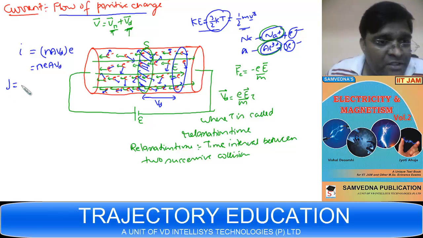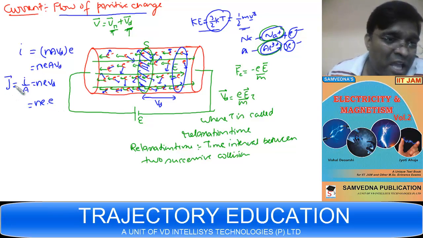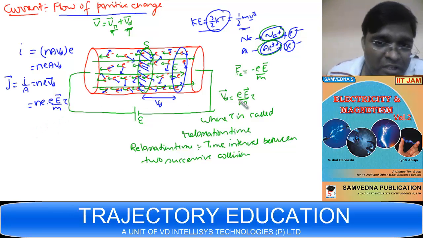I can define a current density as I upon A, that can be seen as N e Vd. What is Vd? I write here, this is a vector. See, current is not a vector, but J is a vector. So in vector form I can write like this. Vd can be written as eE by m tau for a positive charge. If it is a negative electron, I write like this, minus eE by m tau, right?